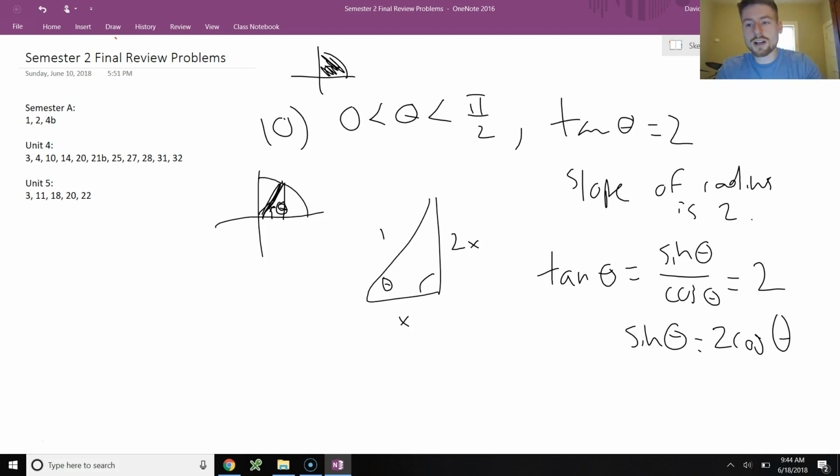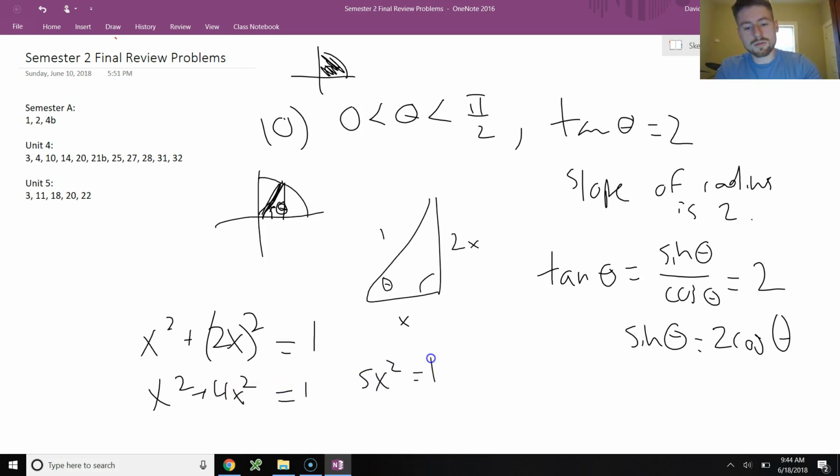So let's do the triangle first, and we get x squared plus quantity 2x squared equals 1 squared. And so this is x squared plus 4x squared equals 1. So I get 5x squared equals 1. So x is equal to the square root of 1/5, which is root 5 over 5. Now I didn't put the plus or minus there because we're in quadrant 1, and I know that the x is positive because we're in quadrant 1. Okay? So I just neglected the plus or minus.